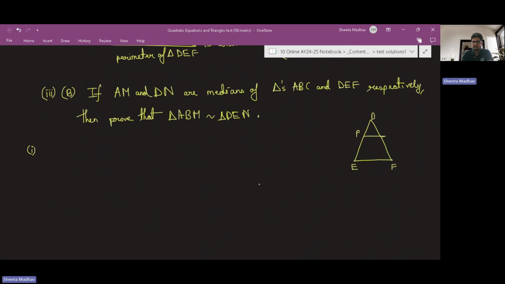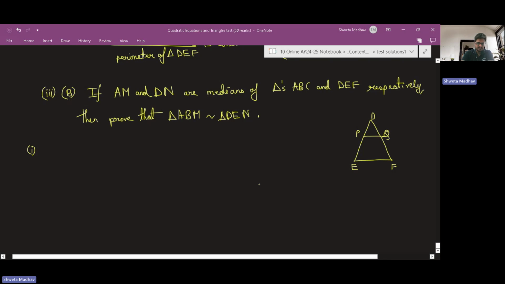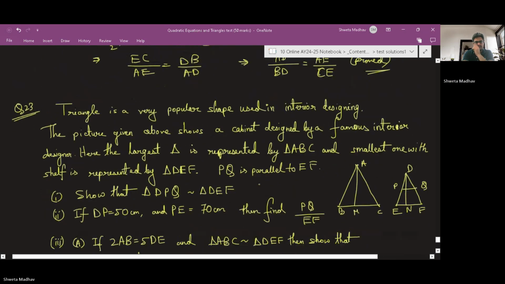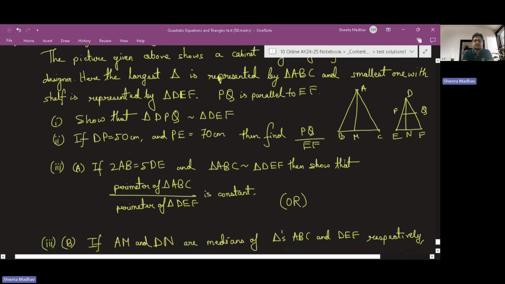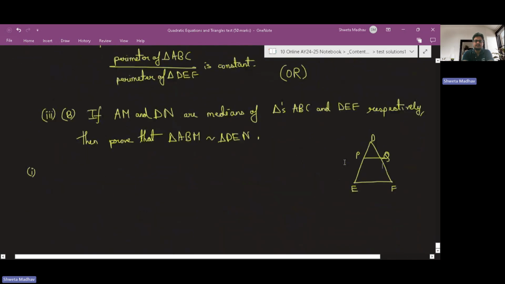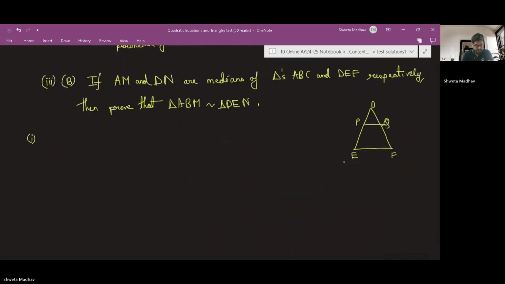PQ is parallel to EF, which is told. Here the largest triangle is represented by triangle ABC and the smallest one is represented by DEF. PQ is parallel to EF. We have to show that triangle DPQ is similar to triangle DEF.